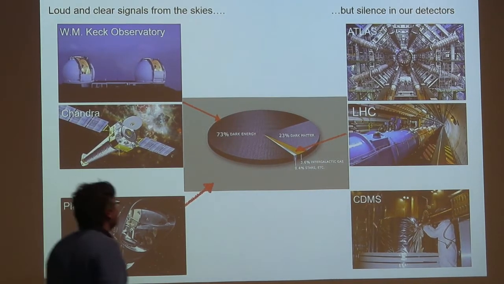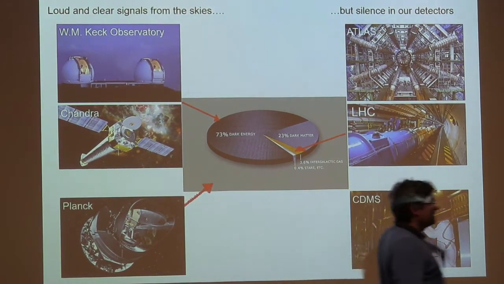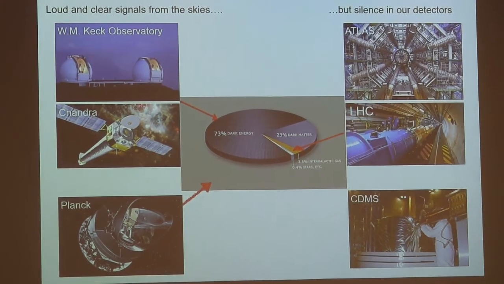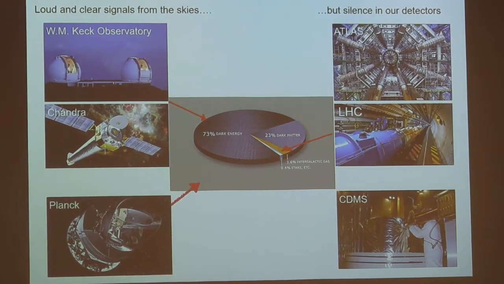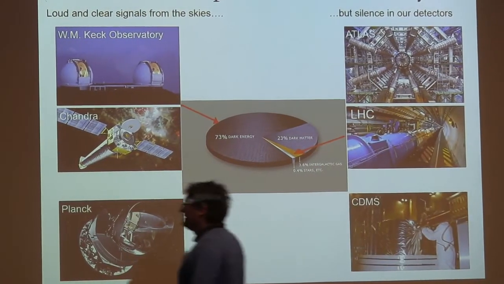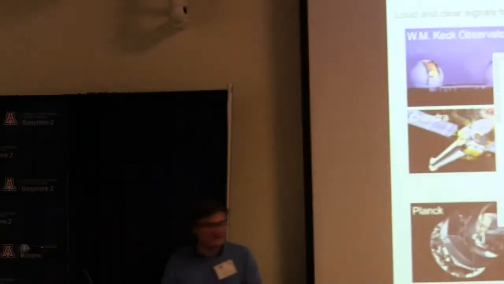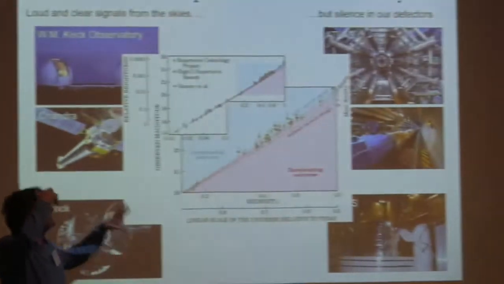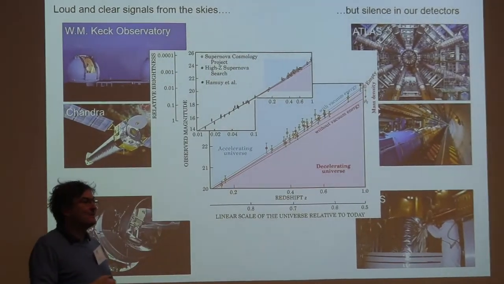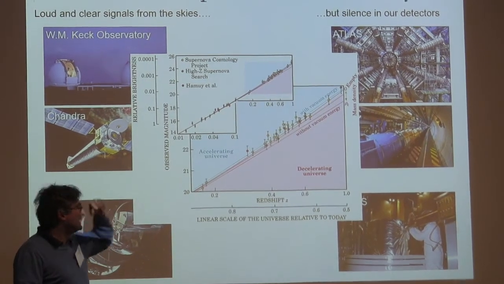Our beautiful standard model works here. Our terrestrial detectors have not found any signature for physics beyond the standard model, not dark matter, not dark energy, not anything else, right? So there's clearly a need here for more experiments. Let me show you this graph. This is how dark energy was detected. This is not going to be a cosmology lecture, don't worry. You've seen it before, probably.